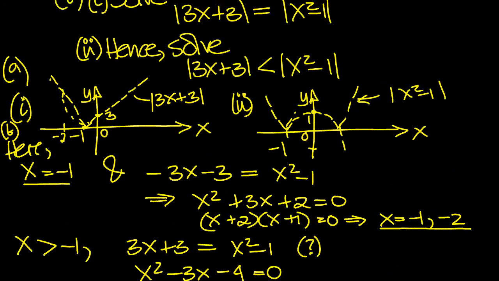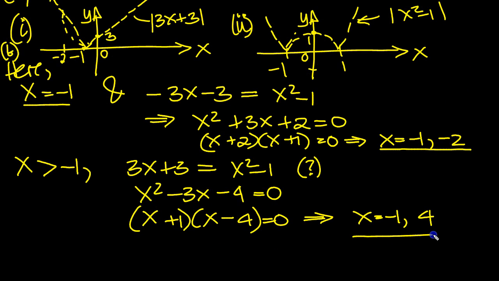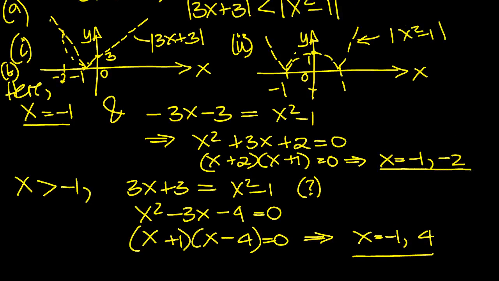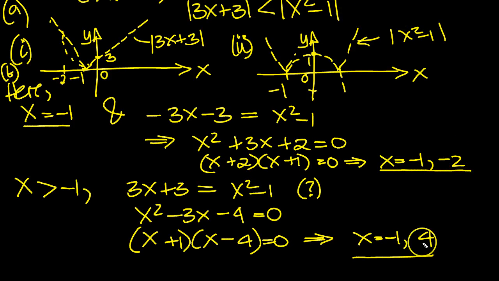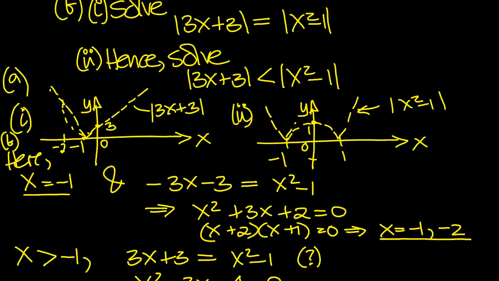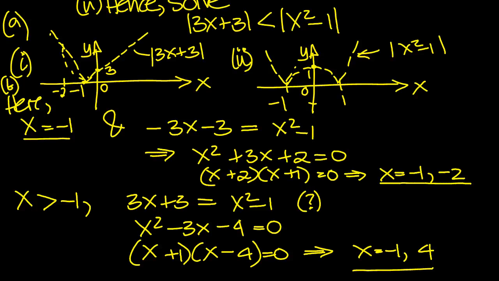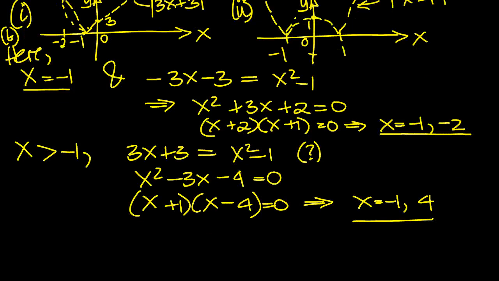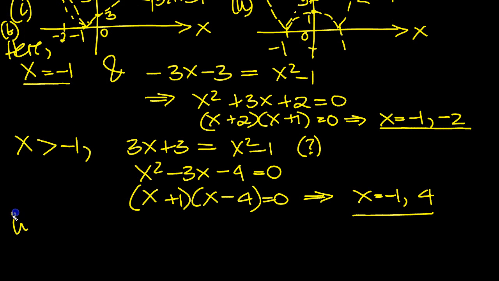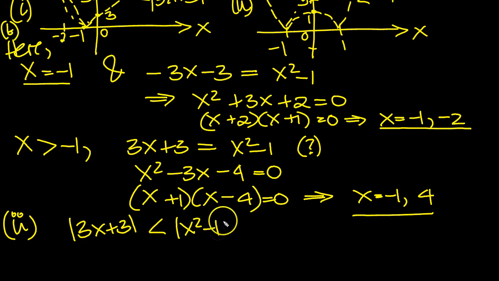So that was part 1. Then we've done the solutions. We've got those 3 solutions, minus 1, minus 2 and 4. So now part 2, solve this inequality. When is the modulus of 3x plus 3 less than x squared minus 1?